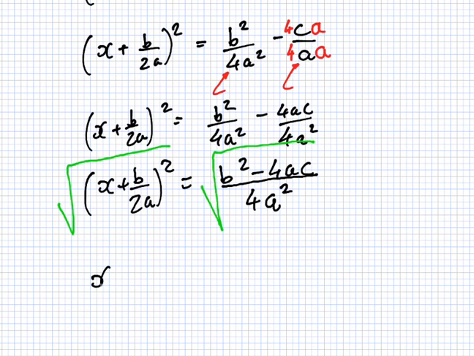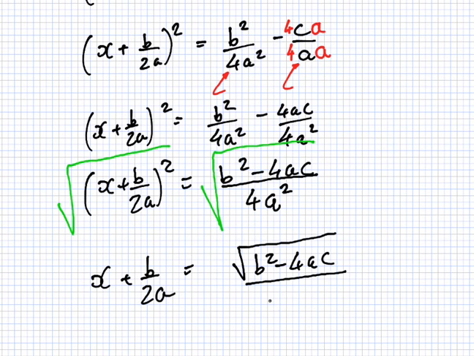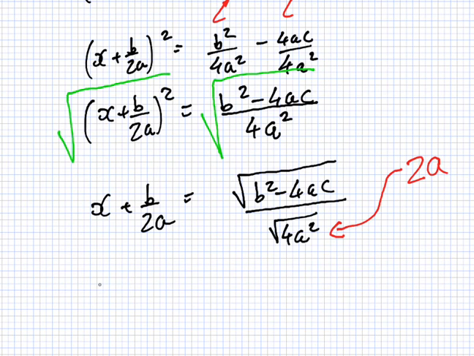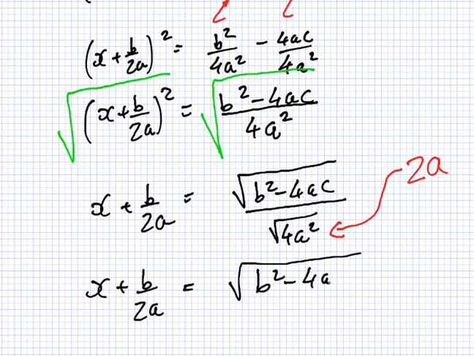So here we have x plus b over 2a equals square root of b squared minus 4ac all over square root of 4a squared. But what's the square root of 4a squared? What's square root of 4? 2, and square root of a squared, a. So then I don't need the root for the bottom. I have square root of b squared minus 4ac all over 2a.